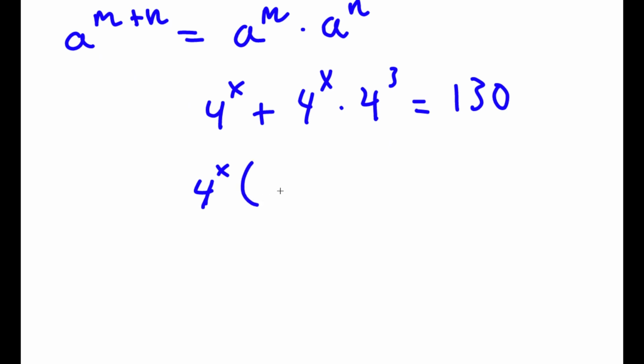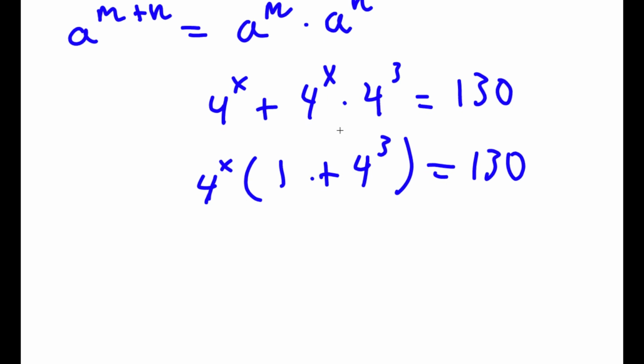So now I have 4 to the power of x times, well, 4 to the power of x divided by 4 to the power of x is 1. So I have 4 to the power of x times 1 plus, now 4 to the power of x times 4 to the power of 3 divided by 4 to the power of x, simply just 4 to the power of 3. Now this is equal to 1/3.